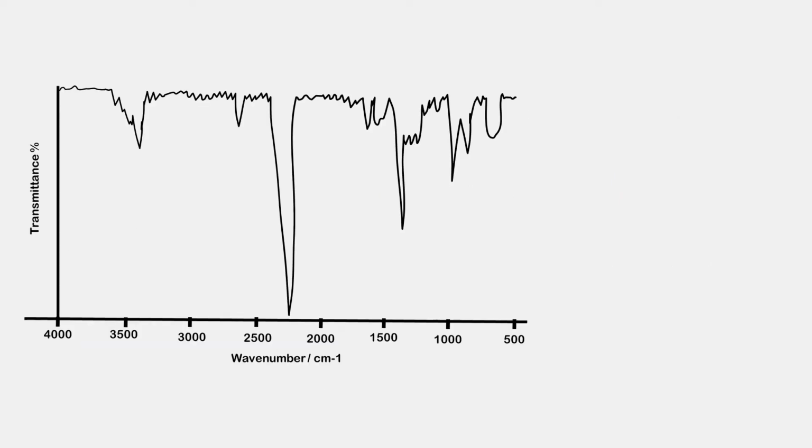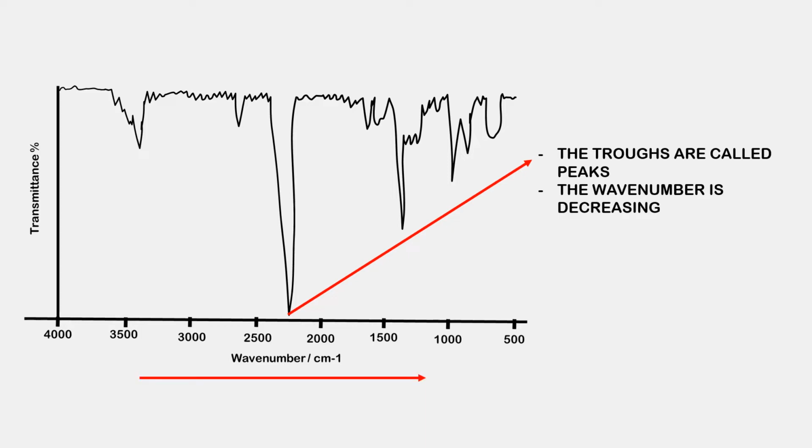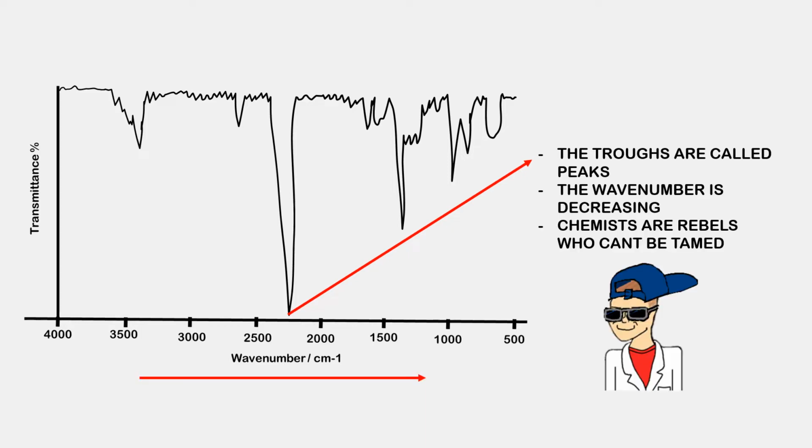A couple of things to note before we start interpreting the spectra. The troughs are called peaks, and the wave number descends from left to right. The chemists are rebels who can't be tamed.